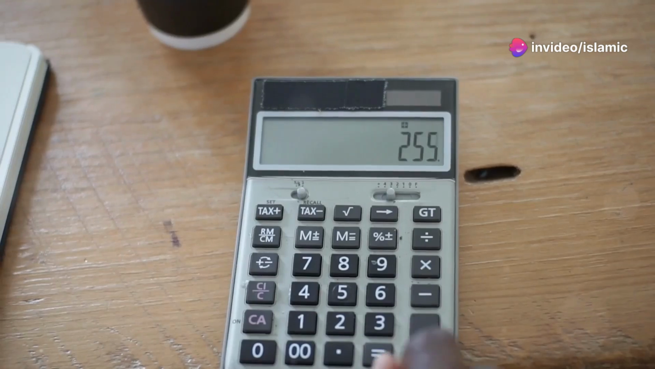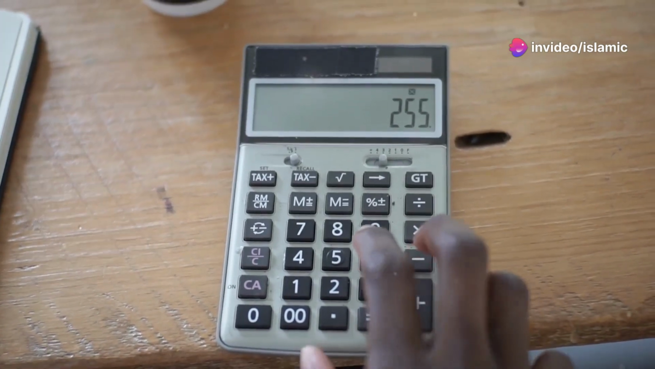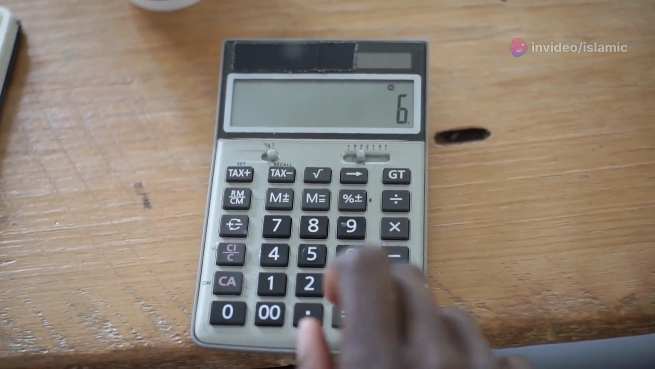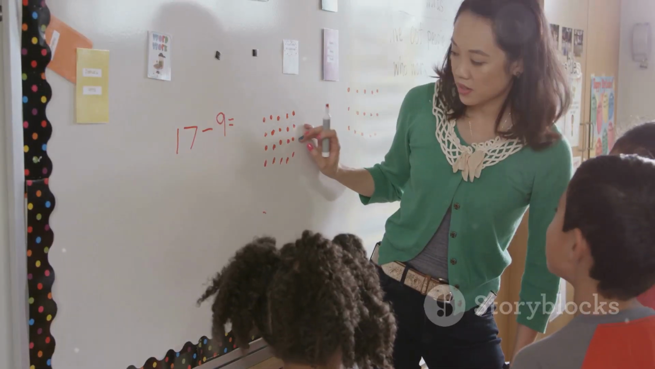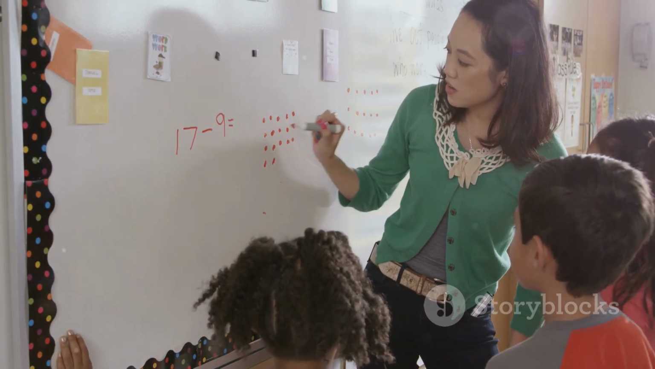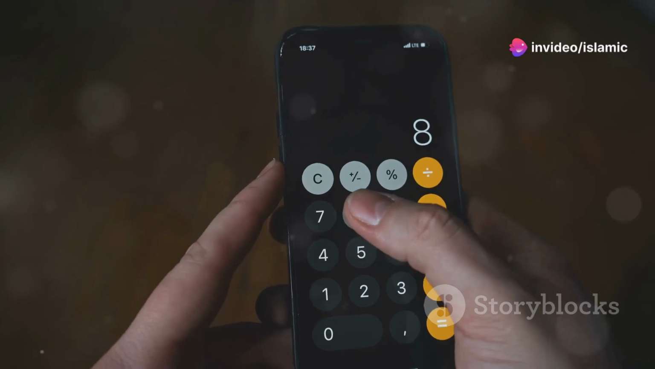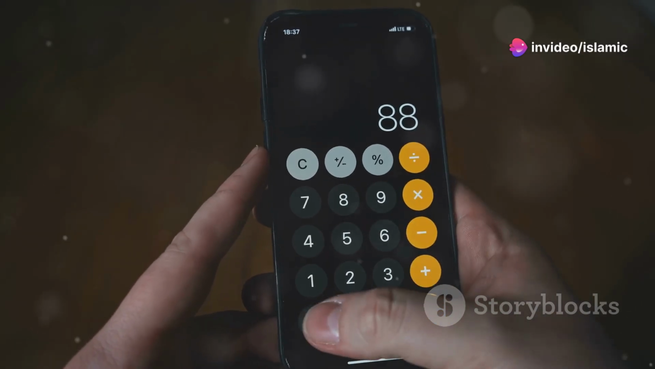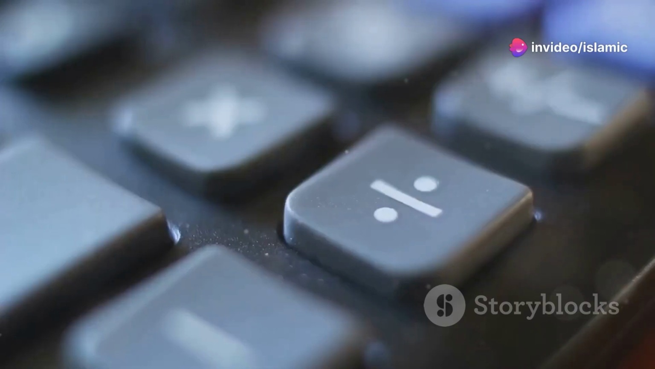1. Addition. Adds two values together. For example, 5 plus 2 results in 7. 2. Subtraction subtracts the second value from the first. For instance, 10 minus 3 gives you 7. 3. Multiplication multiplies two values. 4 times 5 equals 20.